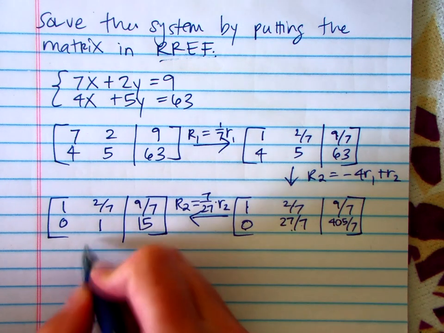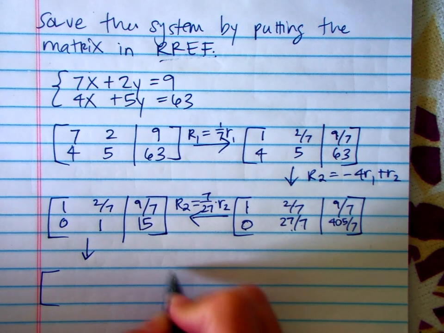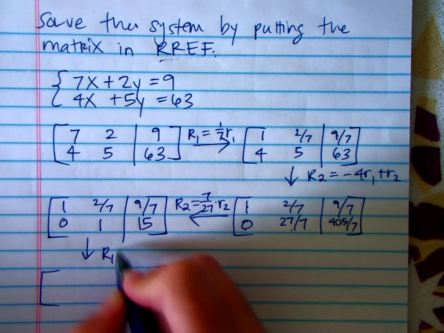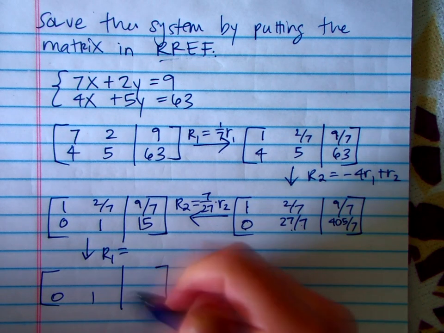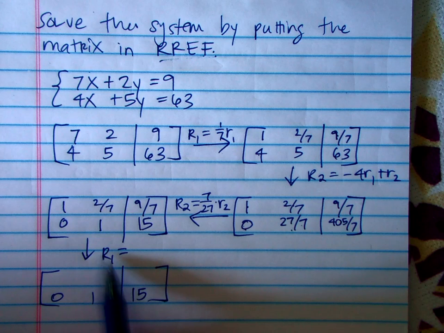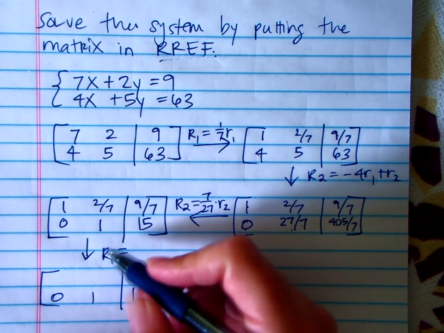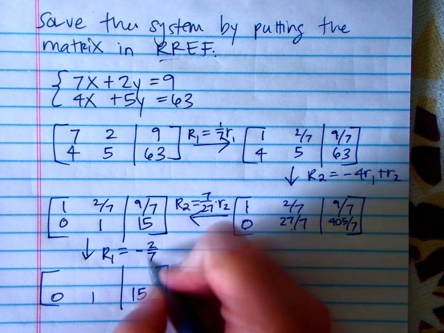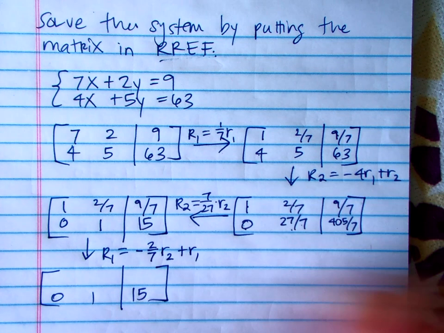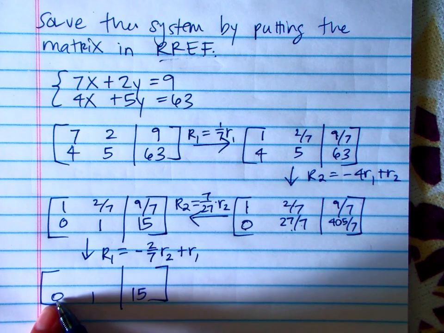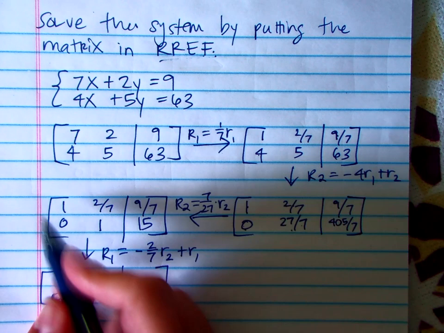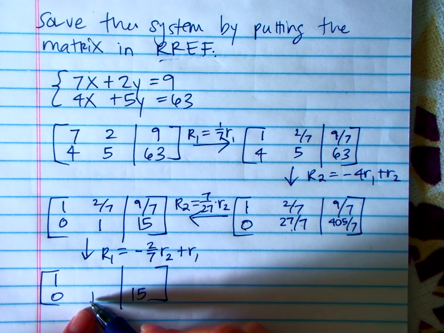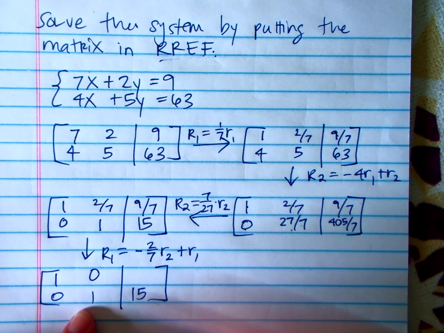So how can I change 2/7 into a 0? Anytime I'm trying to get a 0, I'm going to have to reference another row. So now I'm creating a new row 1 because my row 2 is perfect. So my new row 1, to make 2/7 equal to 0, I can say negative 2/7 times row 2 plus row 1, right? Because I'm going to multiply 0 by a number, so it's still going to stay at 0, and I'm going to keep that 1 there. That's what I wanted. And now, if I do negative 2/7 times 1 plus 2/7, it's 0.